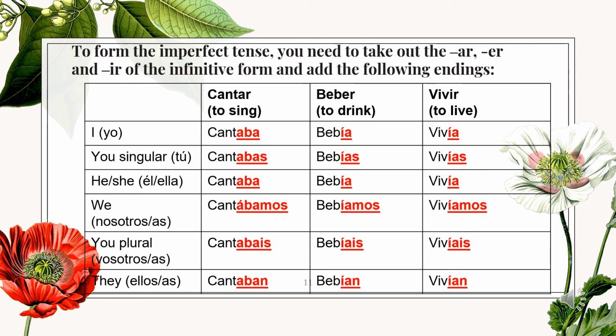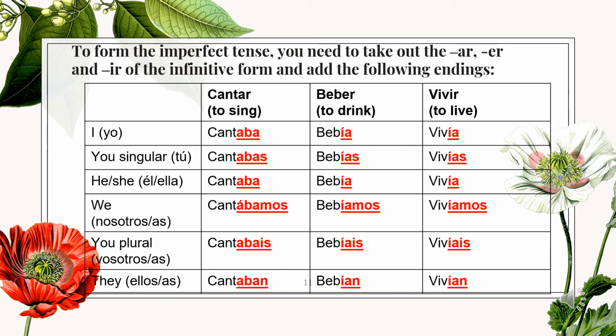To form the imperfect tense, you need to take out the AR, ER, and IR of the infinitive form and add the following endings. For the first conjugation, first group of verbs, such as cantar, just get rid of the AR and you add aba, abas, aba, ábamos, abais, aban. So, cantaba, cantabas, cantaba, cantábamos, cantabais, cantaban.